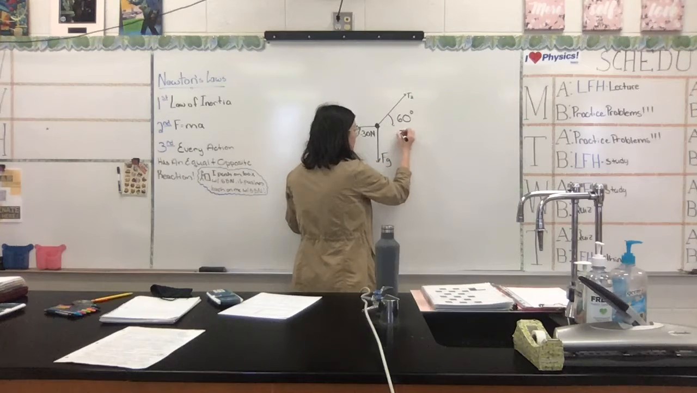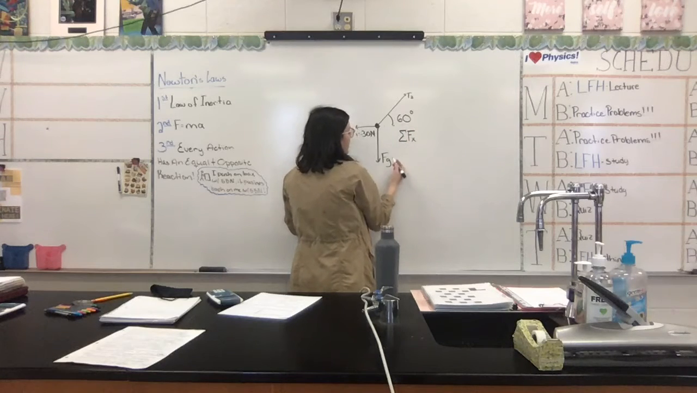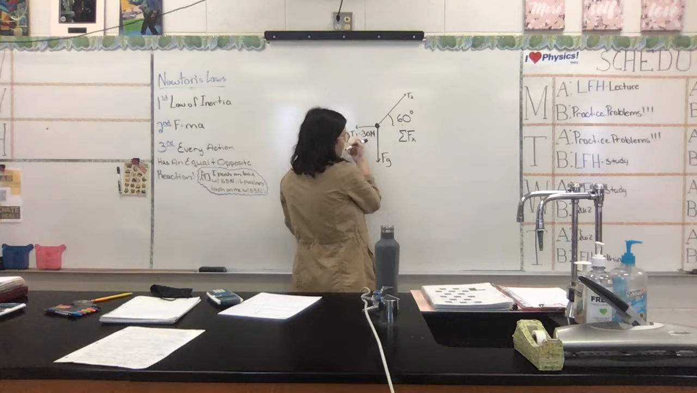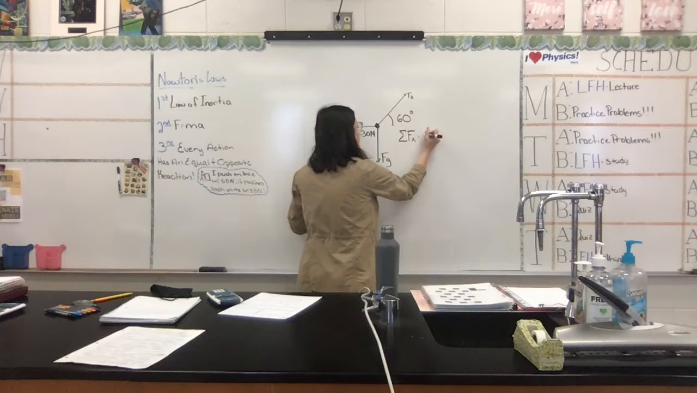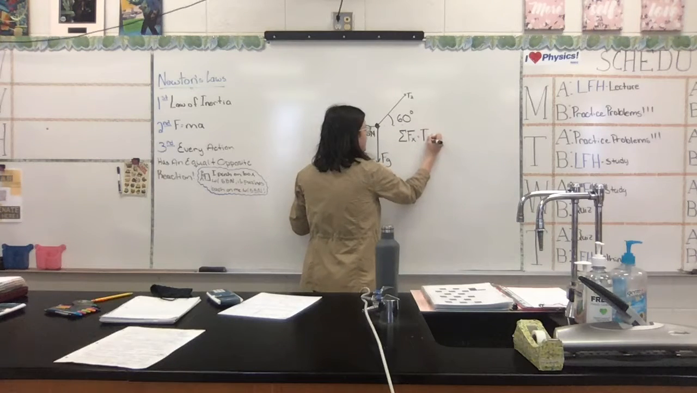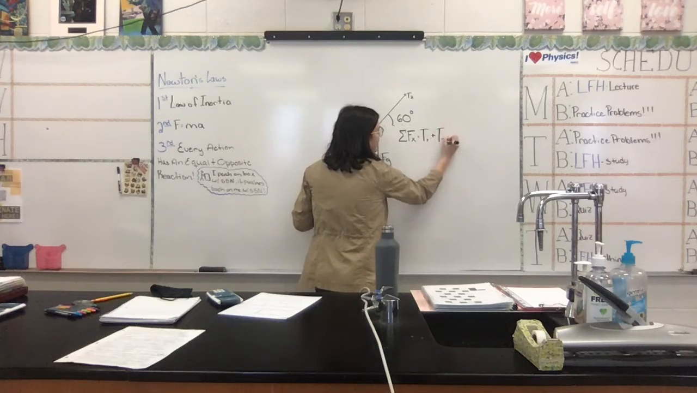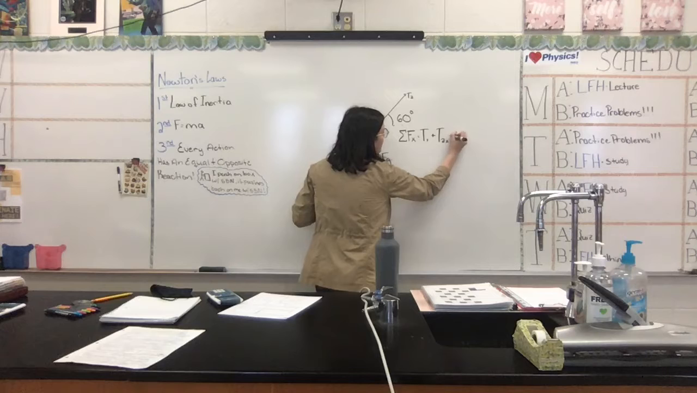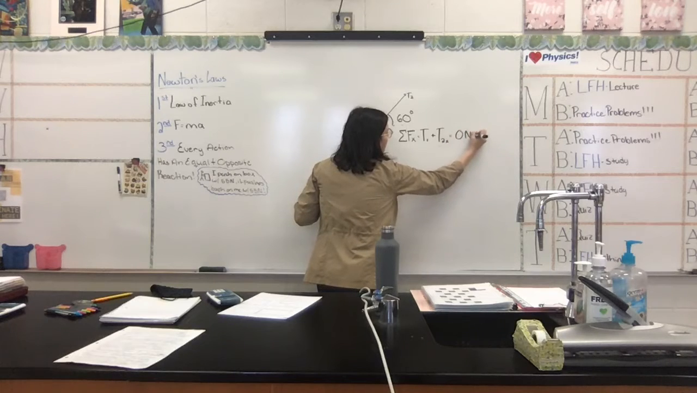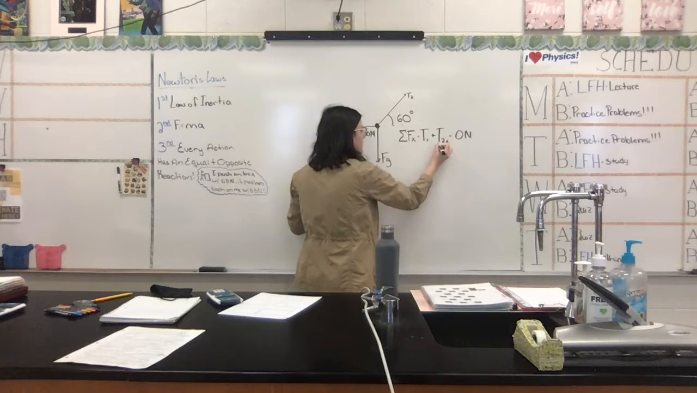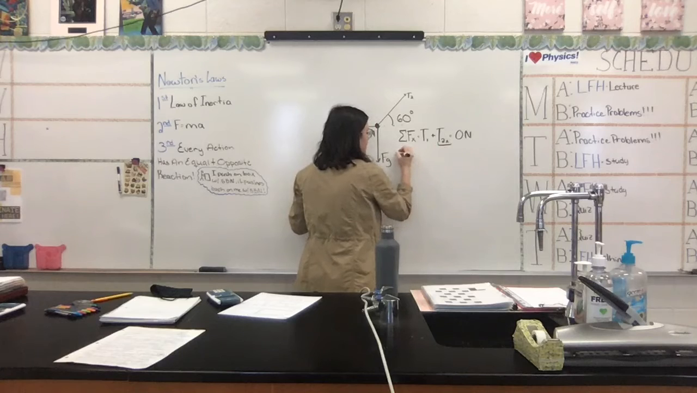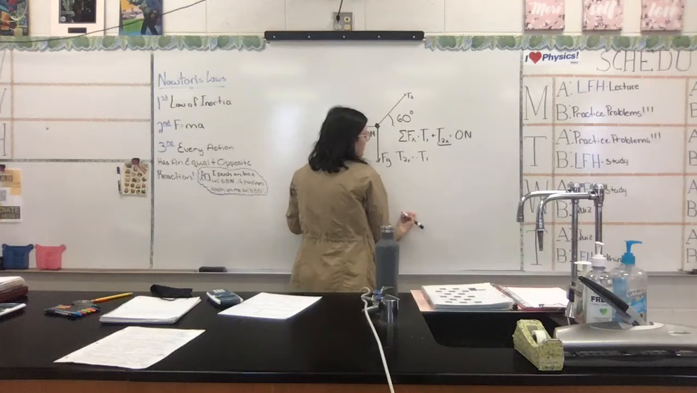This time we'll want to sum the forces in the x direction, because we don't know what this force is in the y direction, but we have an x to go off of. So that means we're going to have tension 1 plus the x component of tension 2 equal to 0 newtons. If we want tension 2 alone, we need to subtract tension 1 from both sides.